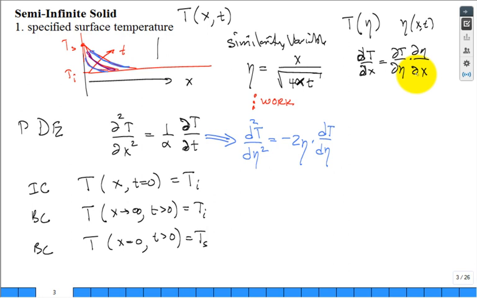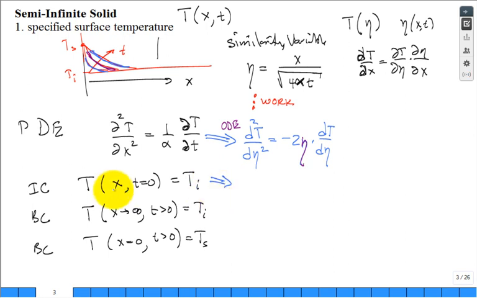And you just have to do that with time, and you have to do it twice with eta and x to get the whole thing transformed. And the difficult thing is you bring out this 2 eta right there. So this is now an ODE, but it's still a challenging ordinary differential equation. Okay, I have to transform my boundary conditions and initial conditions.